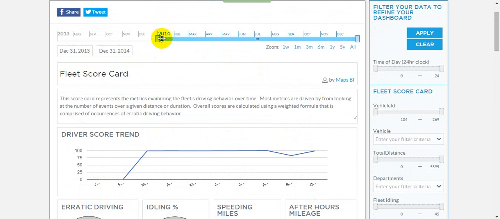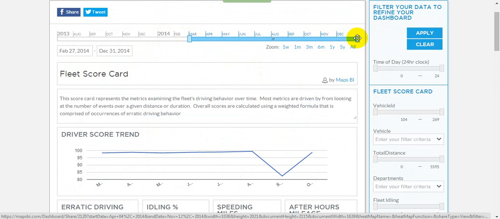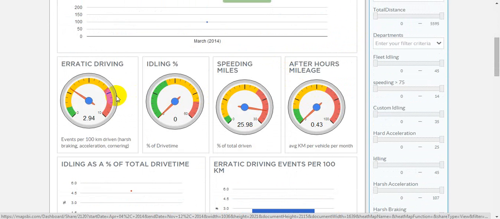So what we can do is we can get to the data very easily by just changing the timeline, which I'm doing right now. We'll take a look at March to start off with. That looks pretty good. And as you can see, the scorecard has changed, and some of the performance measurements that are critical to our business aren't looking so good, especially speeding miles.